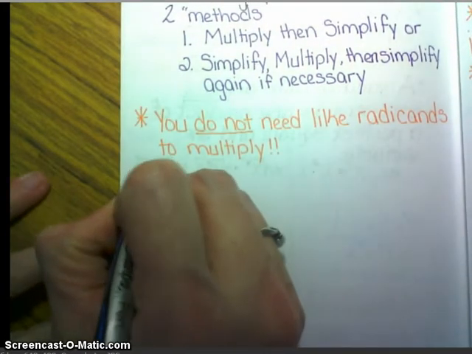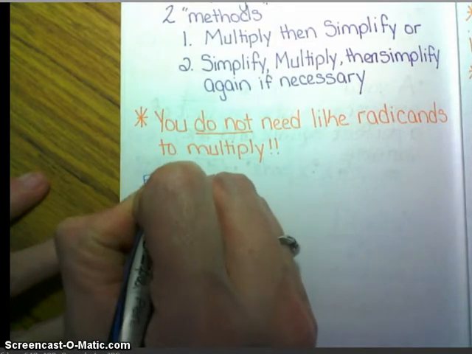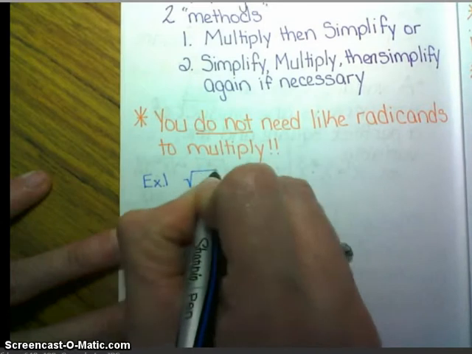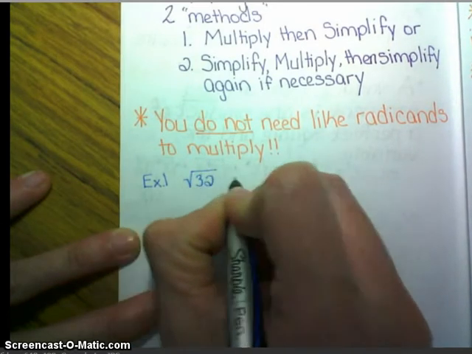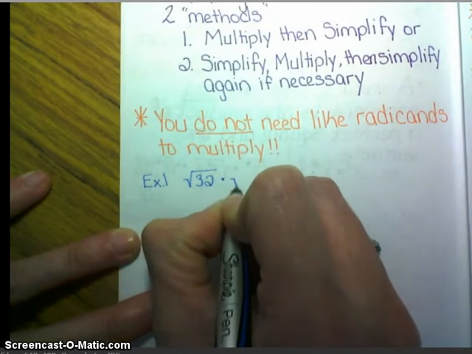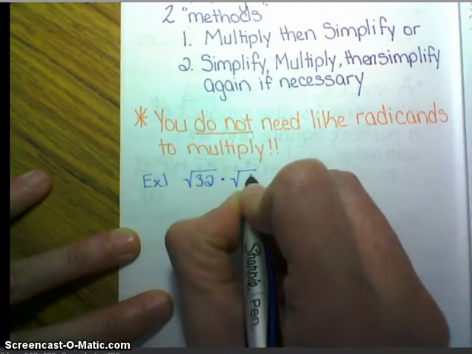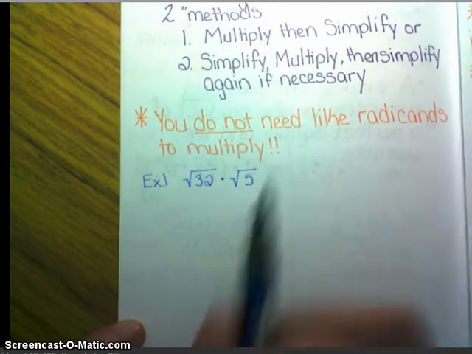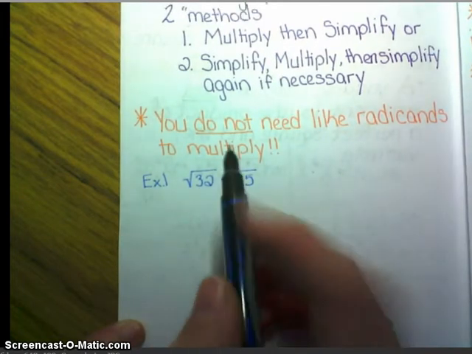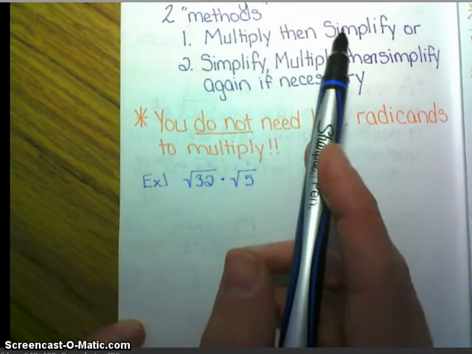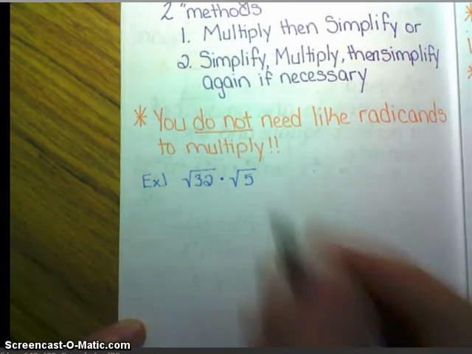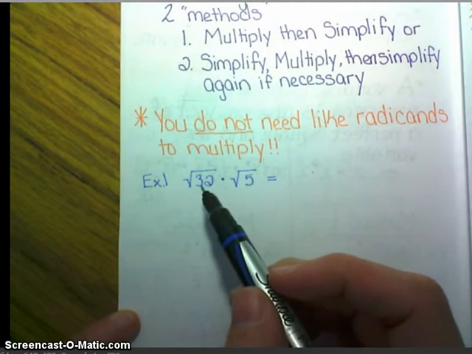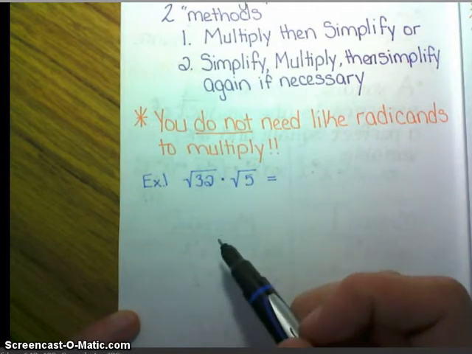Example 1: we're going to take the square root of 32 and multiply it by the square root of 5. With this example, I'm going to show you both of these methods. The first way is to multiply and then do all the simplifying after that. With multiplication, it's very simple. You just multiply your radicands.